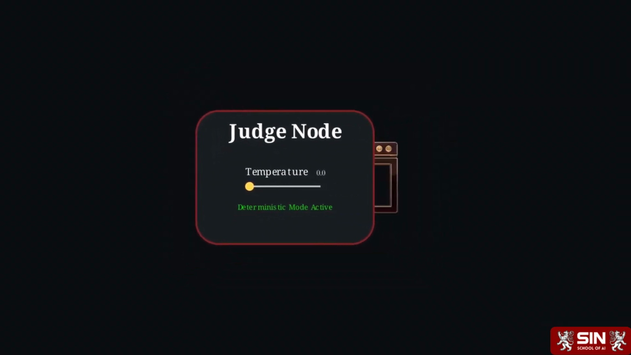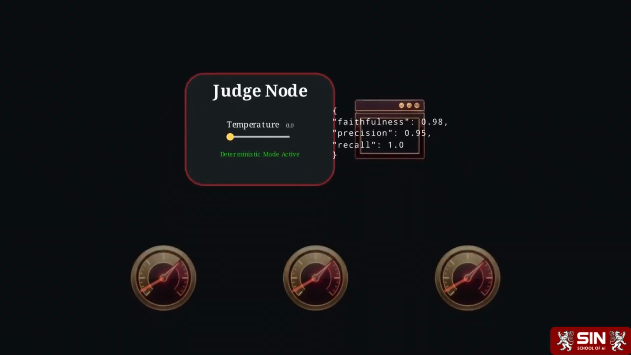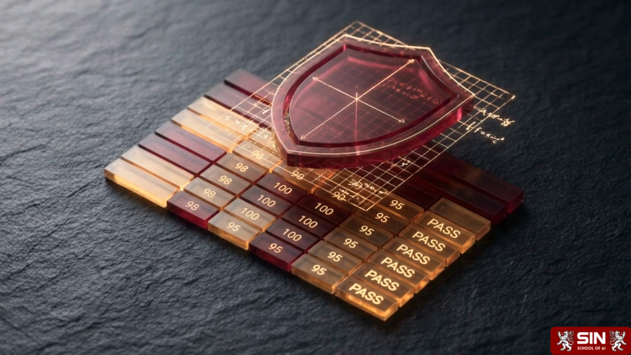This dashboard tracks 3 specific vectors. Faithfulness checks if the answer is supported entirely by the text. Context precision verifies the relevance of the chunks. And context recall ensures the system retrieved all the necessary information. These automated grades form the basis of our regression tests, the structural safety net for the entire pipeline.